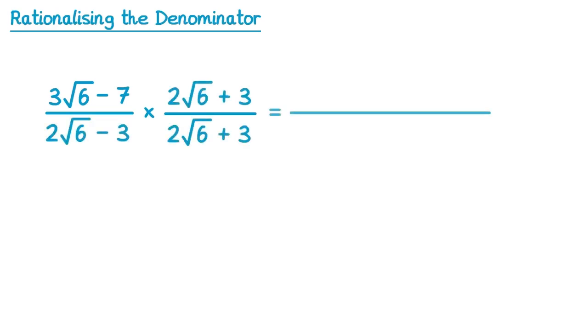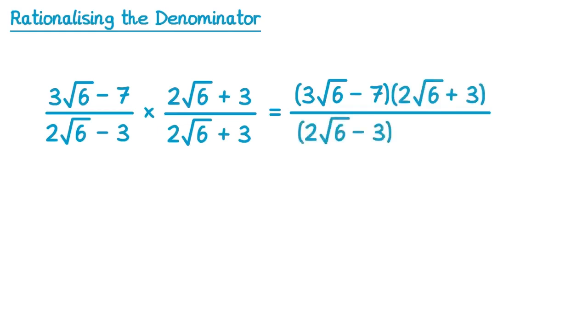Now we can begin multiplying these. We're going to need brackets for all of them. So we've got inner bracket 3 root 6 minus 7 times inner bracket 2 root 6 plus 3. And on the bottom, inner bracket 2 root 6 minus 3 and also 2 root 6 plus 3. So we've got lots of expanding to do here. Let's start with the top.